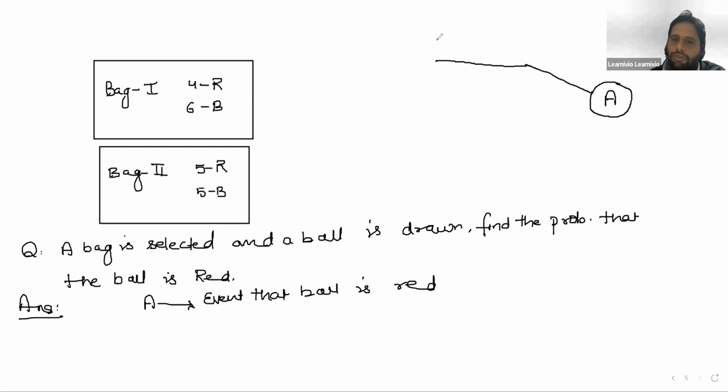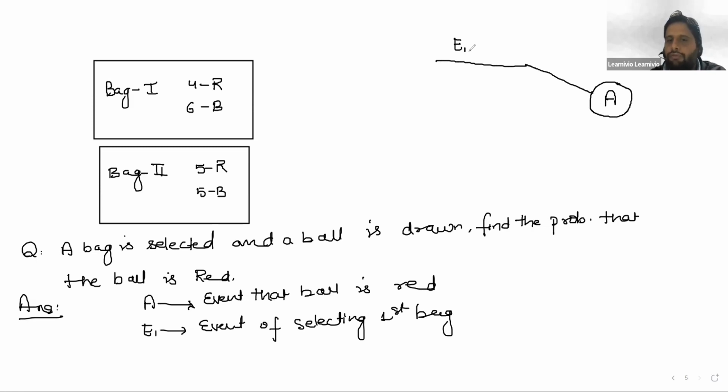So first, you will select the first bag. Let E1 be the event of selecting the first bag. So how will you reach towards A? First, you will find the event E1, you will select a bag. Then from this bag, you will draw a ball. So probability of E1. Now from this bag, you will select a ball, so probability of A when E1 is given. That means we have already selected bag one, and from this we are selecting a ball.